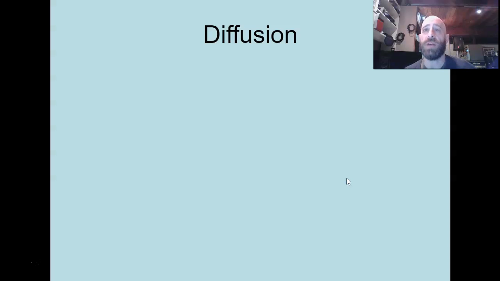And we're going to first focus on a solution and what's happening inside of a solution, and then we're going to talk about what happens when particles move in a solution. So let's get started.